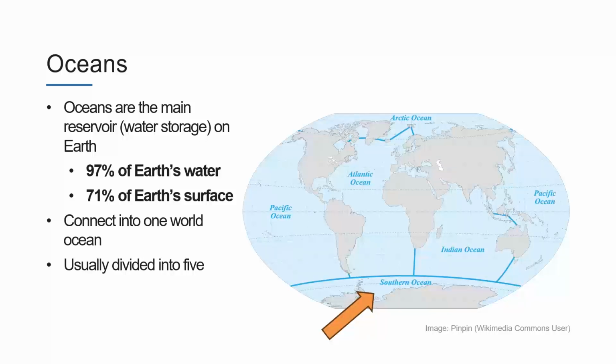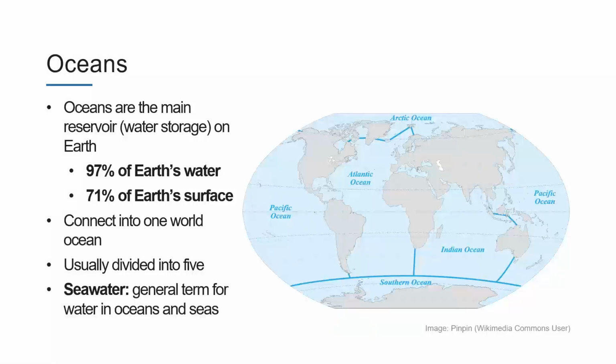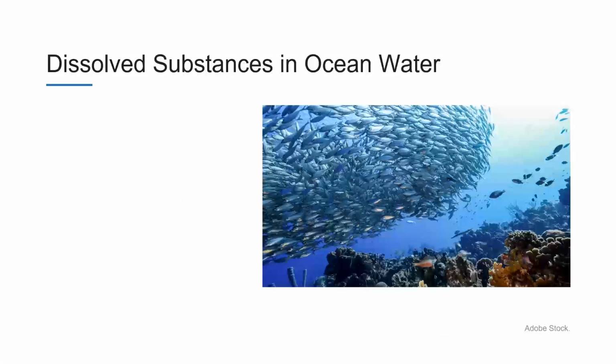Seas are smaller bodies of water attached to the ocean, and since they're connected and share the same water, we use the term seawater to refer to both. But seawater isn't just plain H2O, so let's look at what else is dissolved into it. In our previous video, we talked about how good water is at dissolving other substances, and how this leads to water being not just water.